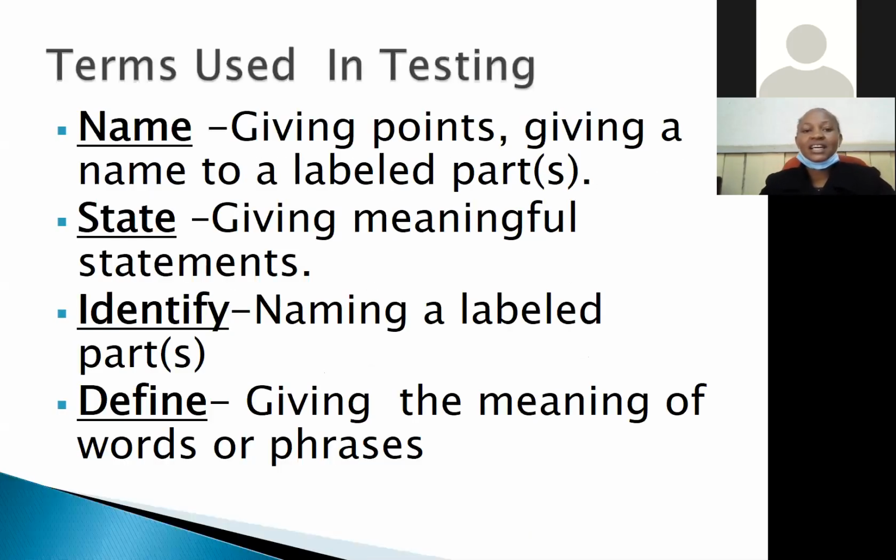Let's look at the terms that are used in testing. The first term is name. In naming, you are supposed to give points. Again, you can be asked to name a labeled part in a certain diagram. The other term that is used in asking of the questions is state. In state, you are supposed to give meaningful statements. Another term is identify. Identify, mostly you are naming a labeled part.